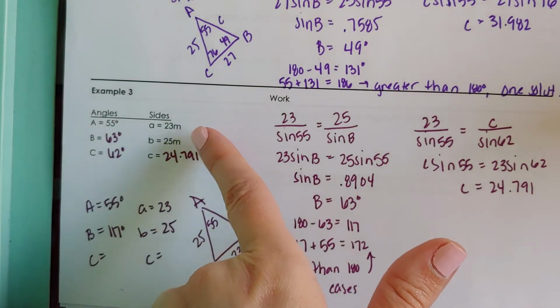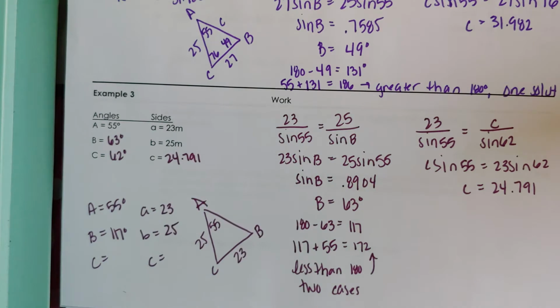These are all really close together: 23, 25, 24.7. But so are your angles, so sometimes that makes some sense. The bigger angle is going to be across from the bigger side. So if all your angles are really similar, it's very likely that your sides are also very similar as well.